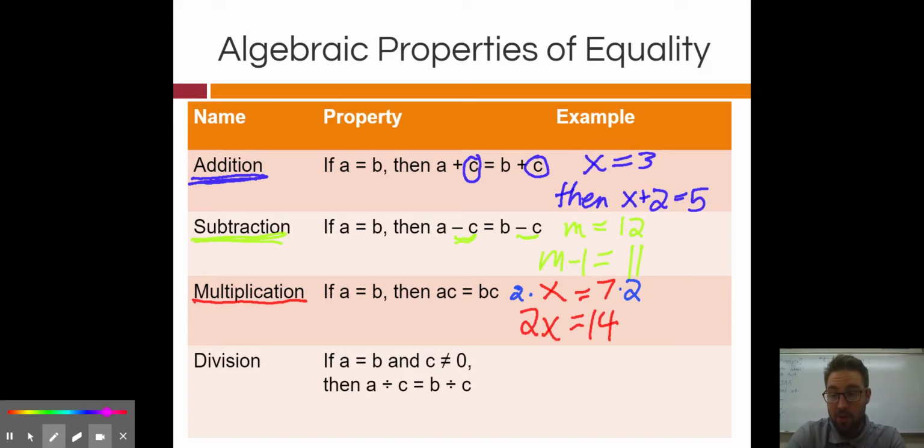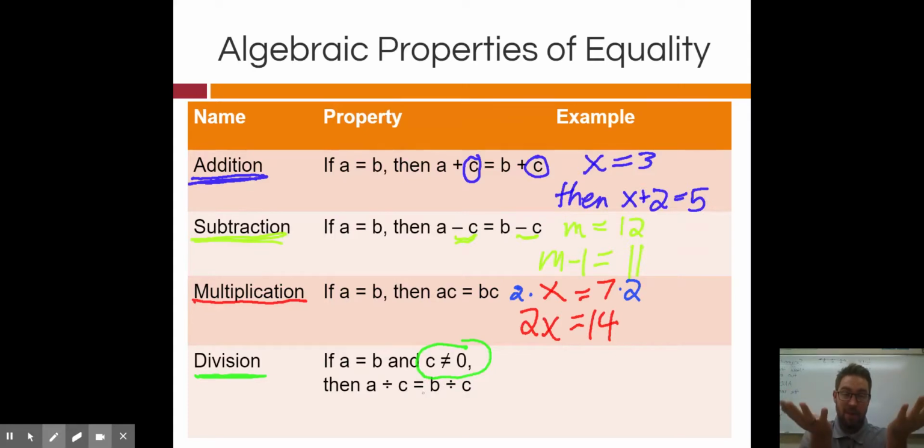And if it works for multiplication, it works for division almost all the time. And there's one key instance where this doesn't work. So for division, if A equals B and C does not equal 0, then we can divide both sides by the same thing and it stays balanced. So if I have the letter P equals 4, I can divide both sides by 2. So then P over 2 equals 4 over 2.